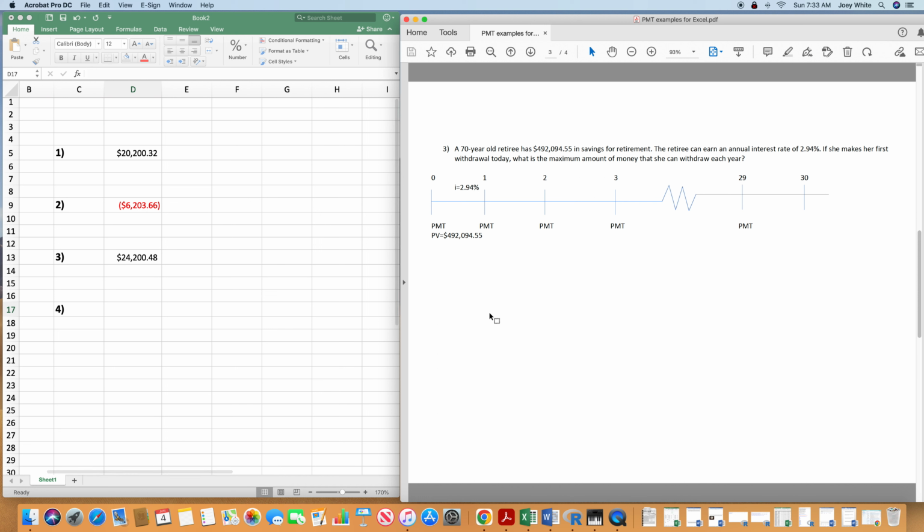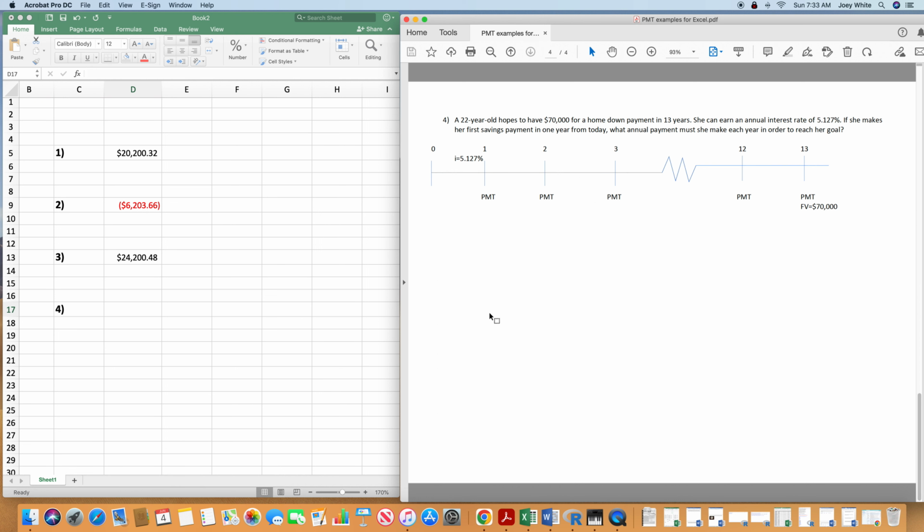Lastly, let's look at the last one. A 22-year-old hopes to have $70,000 for a home down payment in 13 years. She can earn an annual interest rate of 5.127%. If she makes her first savings payment in 1 year from today, that indicates this is an ordinary annuity. What annual payment must she make each year in order to reach her goal?